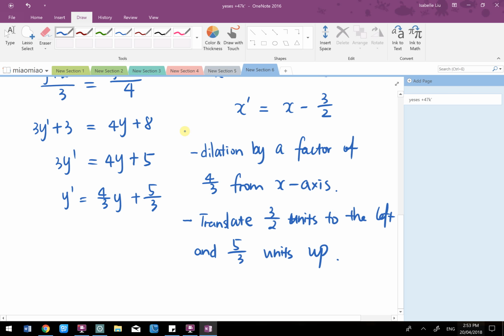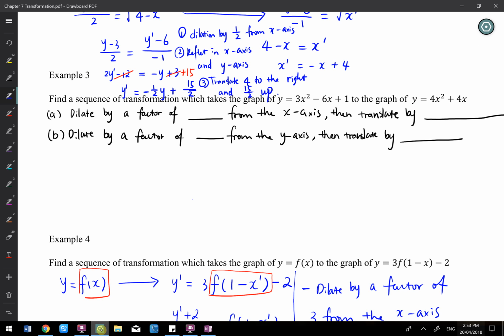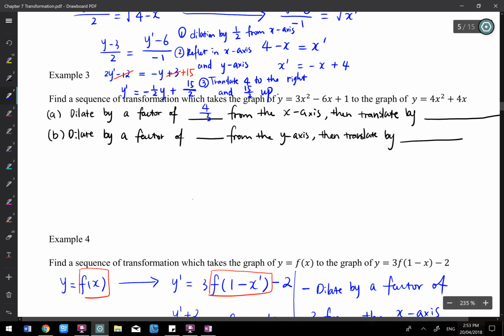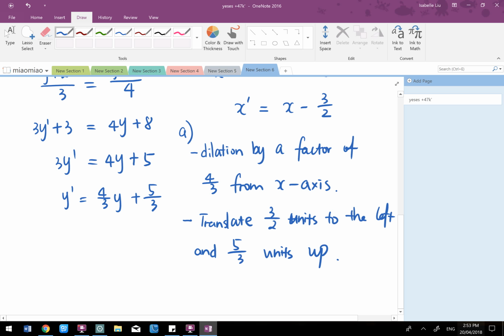Can you see we answer part A now? Okay, we answer part A, like the part A I give you. Dilation by a factor of 4/3 from the x-axis and translation by how many units? You just finish that. We translate 3/2 to the left and 5/3 up. That's for A.